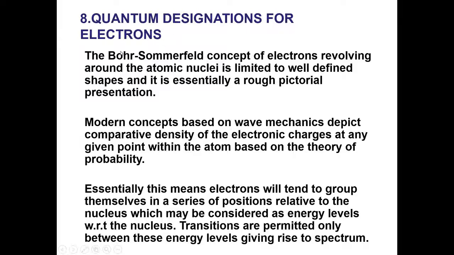Now, we go back to the Bohr-Sommerfeld concept of electrons revolving around the atomic nuclei, which is limited to well-defined shapes, and it is essentially a rough pictorial presentation. Modern concepts based on wave mechanics depict the comparative density of the electronic charges at any given point within the atom, based on the theory of probability.